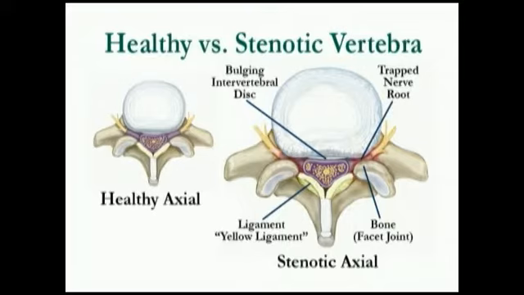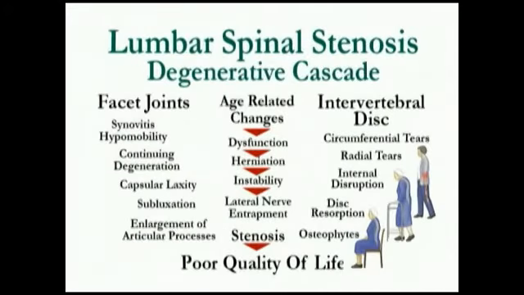On the slide to the left, you can see a healthy lumbar spinal canal. There's adequate room through the foramina for the nerves to exit. The slide on the right shows that the facets and ligaments have hypertrophied over time and have now compromised the canal where the nerves exit the spine. The degenerative cascade in lumbar spinal stenosis involves both the facets and the lumbar discs, and this eventually leads to a very poor quality of life.